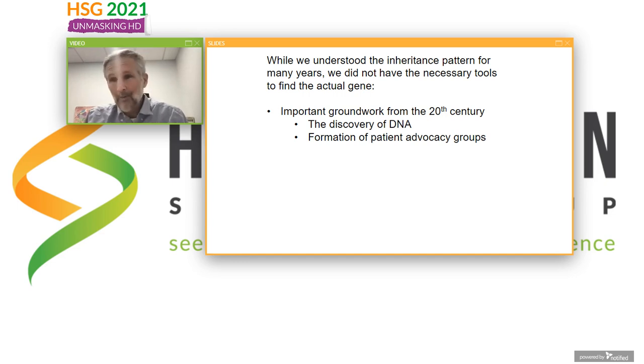Another important piece of groundwork that had to be in place beyond these technical laboratory pieces was really this organization of patient advocacy groups to really mobilize the effort to find the gene and to mobilize families and patients affected with Huntington's disease to participate in these efforts. And so really both of these things needed to happen in order for us to find the gene. We needed to have the technical molecular genetics tools, but we also needed to have this incredible patient organization to collect families together, to encourage people to collaborate with researchers to work on finding this gene.